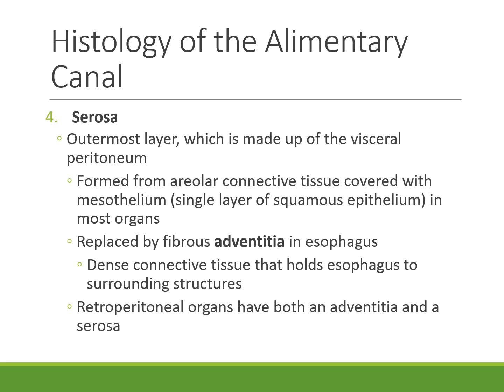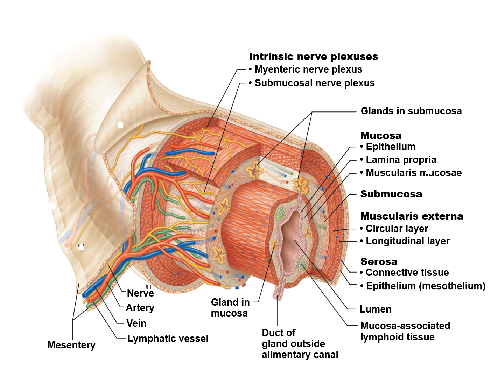The serosa is the outer layer, and that's made up of the visceral peritoneum. So it's formed from areolar connective tissue with a mesothelium, which is a single layer of squamous epithelium in most organs. It's replaced by something called the fibrous adventitia in the esophagus. So the outermost layer of the esophagus is not called the serosa, it's called the adventitia. The dense connective tissue holds the esophagus in place and anchors it to the surrounding tissue structures. The retroperitoneal organs have both an adventitia and a serosa. So there are those different layers that we were talking about.